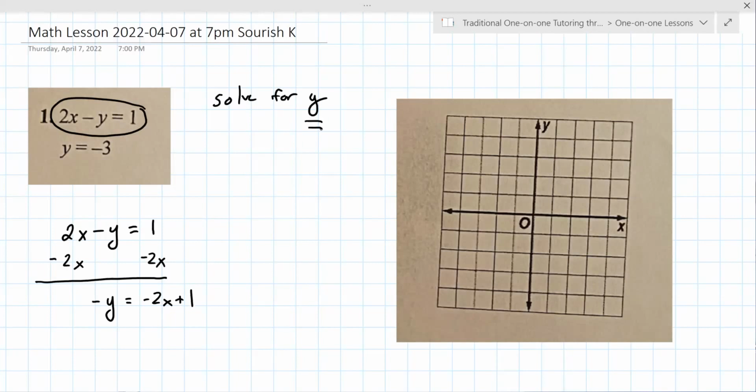But we have not solved for y. Y is kind of by itself, but it's got a -1 in front of it, if you see that there. So we can undo it by dividing by -1. So you end up getting y equals, and then you change the sign of each of these. So it's 2x minus 1. Okay. So that's key. You got to be able to solve for y.